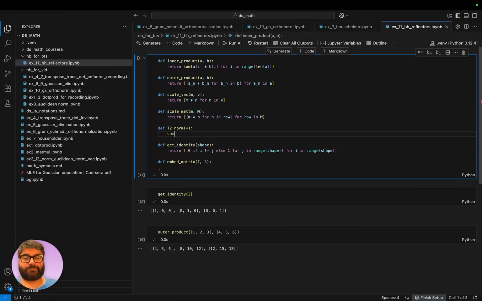So anyways, sum, well, whatever the sum is, we square root it. So let's just do that. And we're looking at square for n in v, right? So it's the sum of the squares and then square root.